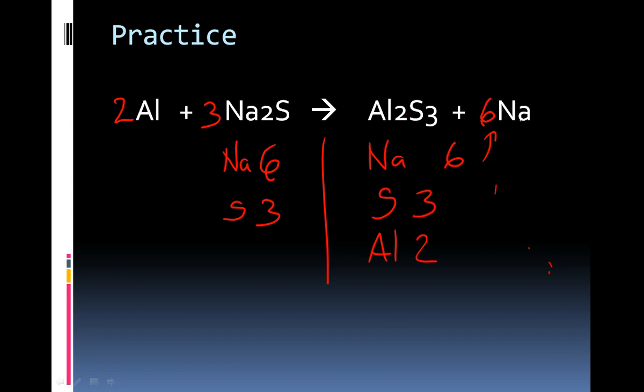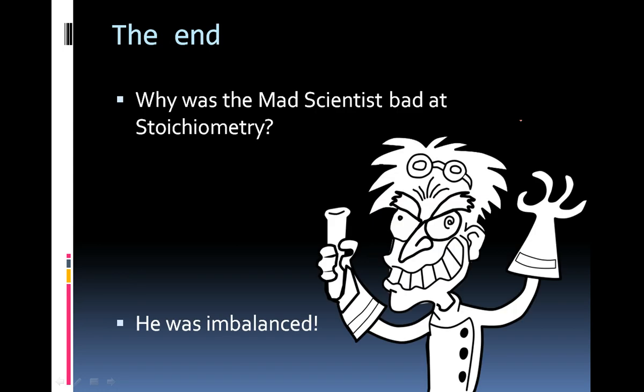And I'll leave you with a little joke here. The joke is, why was the mad scientist bad at stoichiometry? He was imbalanced. Ha ha ha.